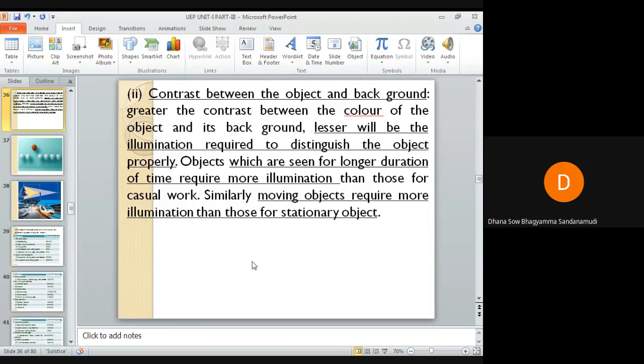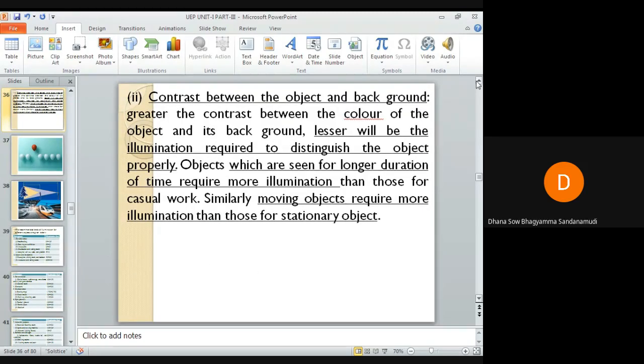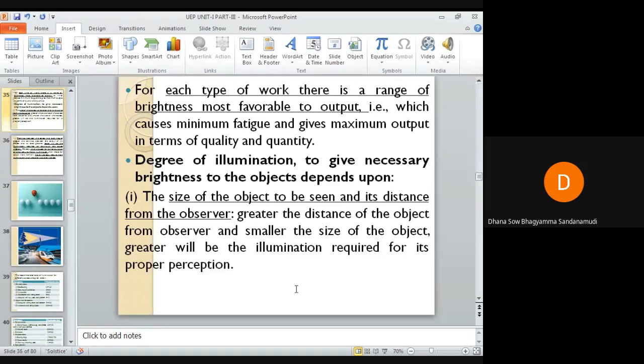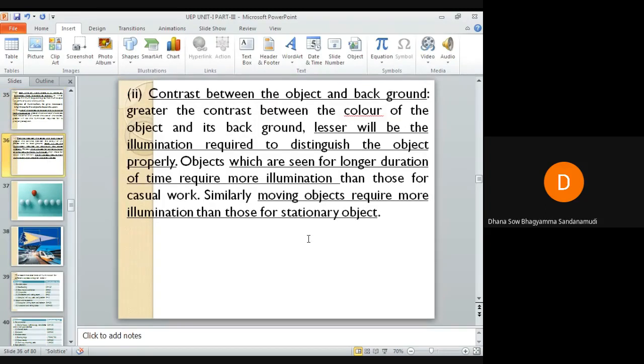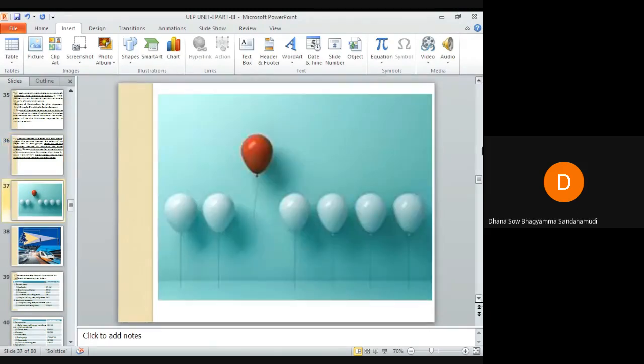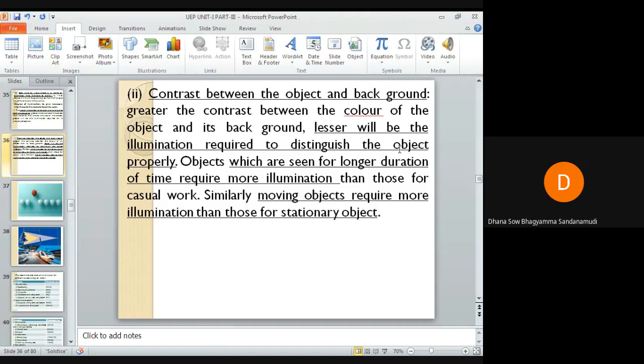So two factors are to be considered here. The degree of illumination will depend on two factors. One is the size of the object and the distance at which the object is from the observer. The other one is the contrast of the object with respect to the background.